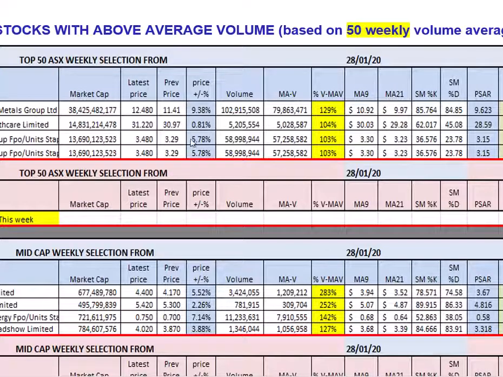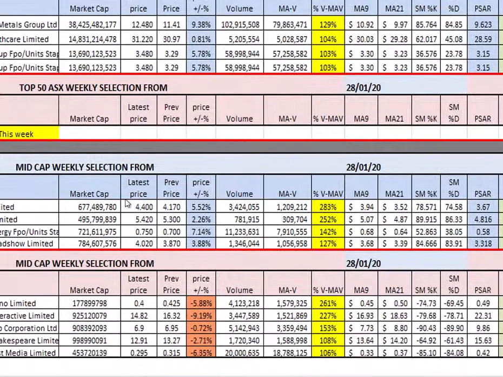Another stock that has gone up quite a bit, Mervac. It's gone up by 6% last week. However, the volume was only slightly above the average volume. And if you are an aggressive trader, down below here we've got the mid cap. And again, this is the weekly, week on week.